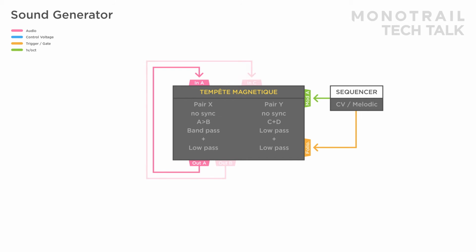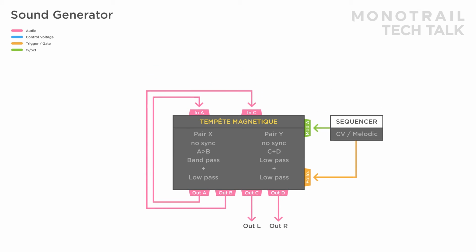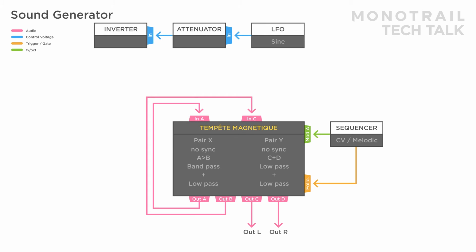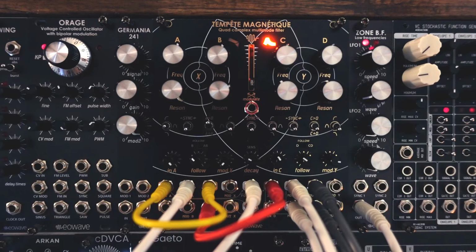The output of B is sent to filter C, which is normal to D, so output C and D can be used to create a stereo signal. To add movement to that, an LFO is sent to an attenuator and then an inverter. A copy of the regular signal is modulating filter C, and the inverted copy is modulating filter D. This creates inverse stereo filtering.